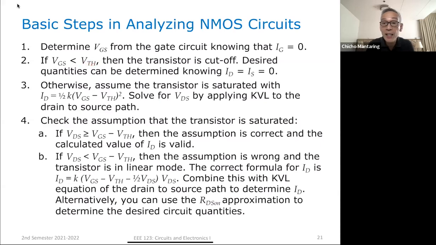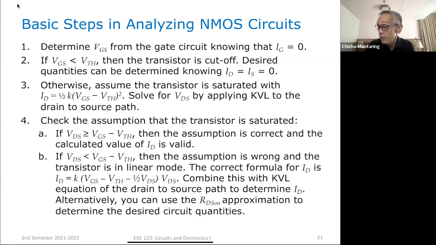If VGS is less than VTH, then we know that the NMOS transistor is not conducting and is cut off. And therefore, your drain current, which is equal to your source current, is equal to 0. And from that information, you can now compute the rest of the circuit quantities that you need.